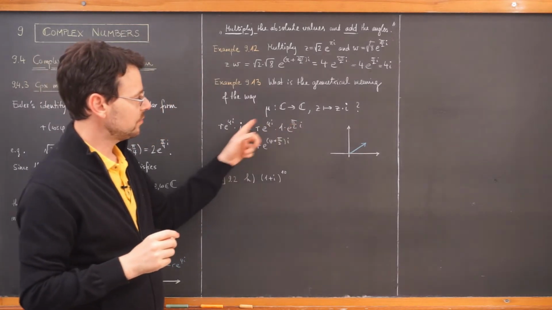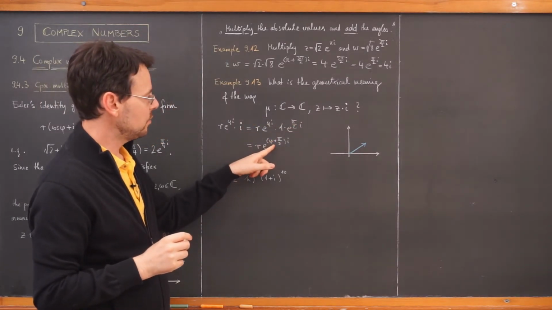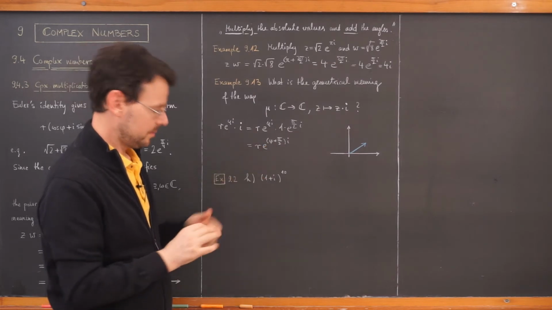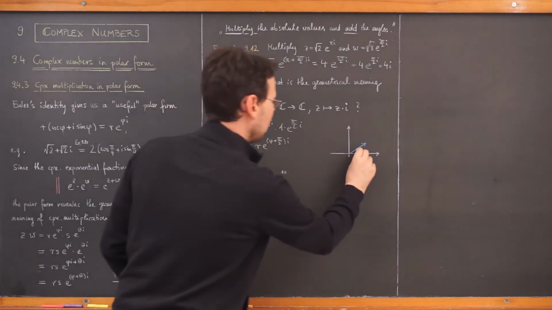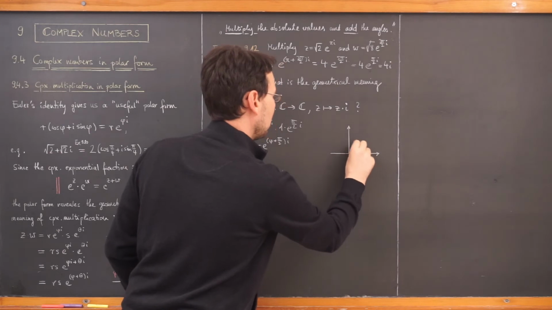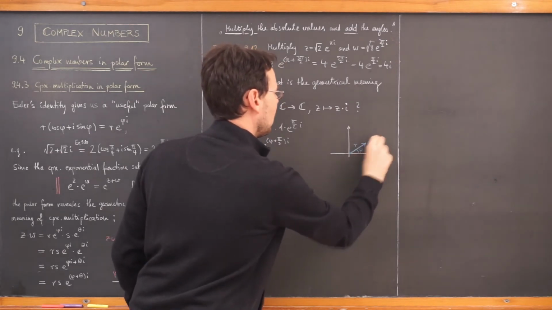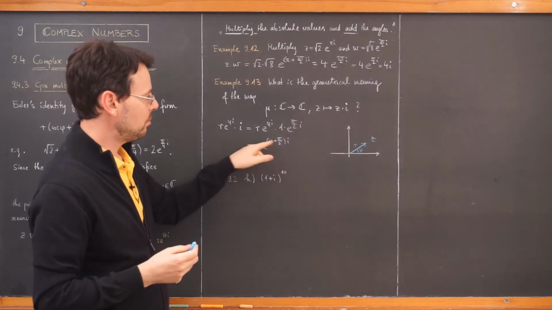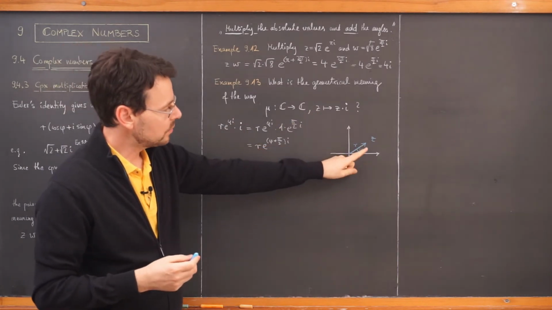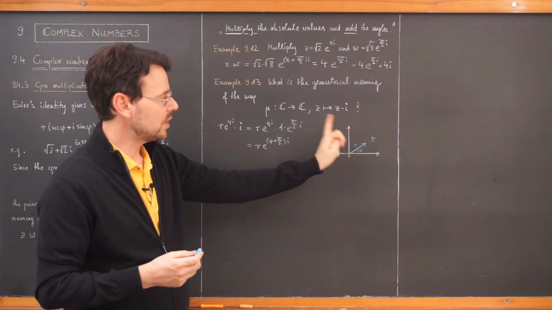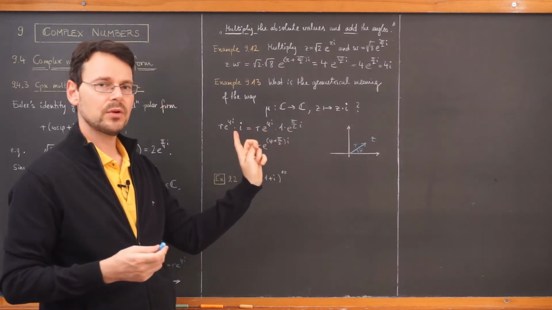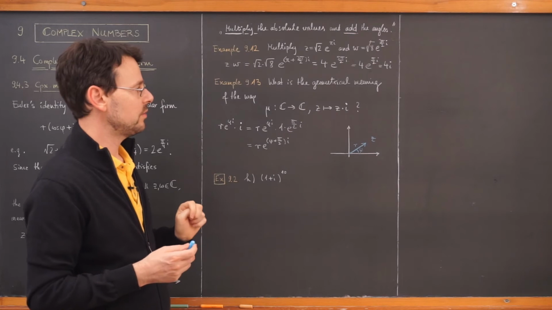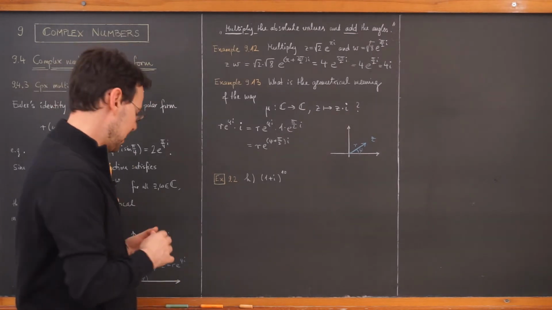And now I simply have to add the angles. So the new angle of the product is phi, the argument of our complex number z, plus pi over 2. So the arrow of z gets rotated by 90 degrees counterclockwise. And this is the geometrical meaning of multiplying with i.